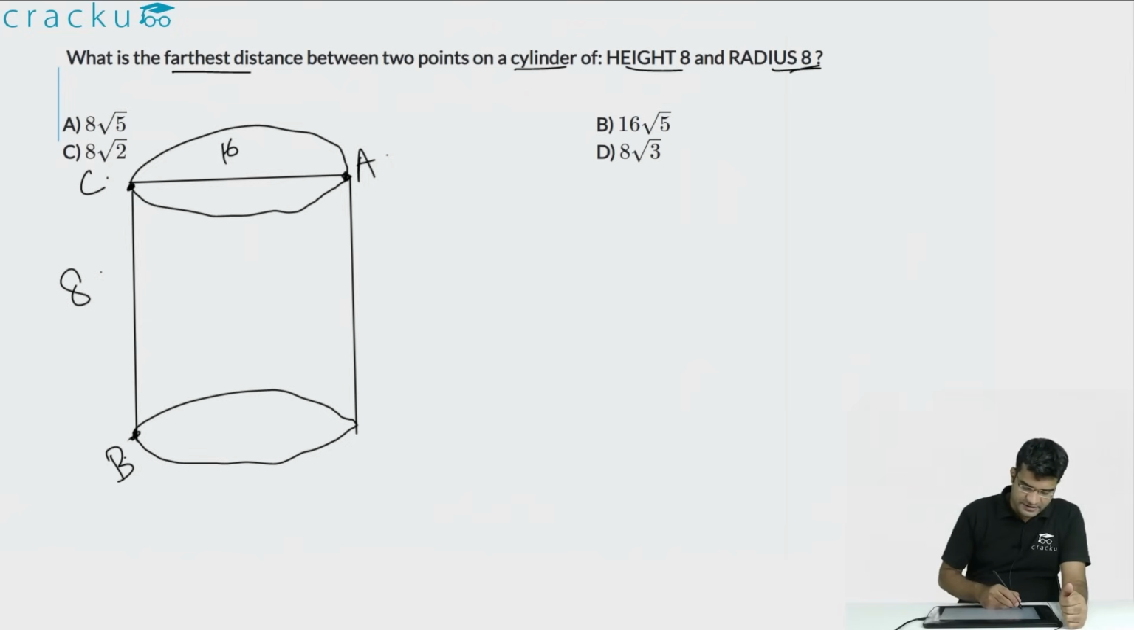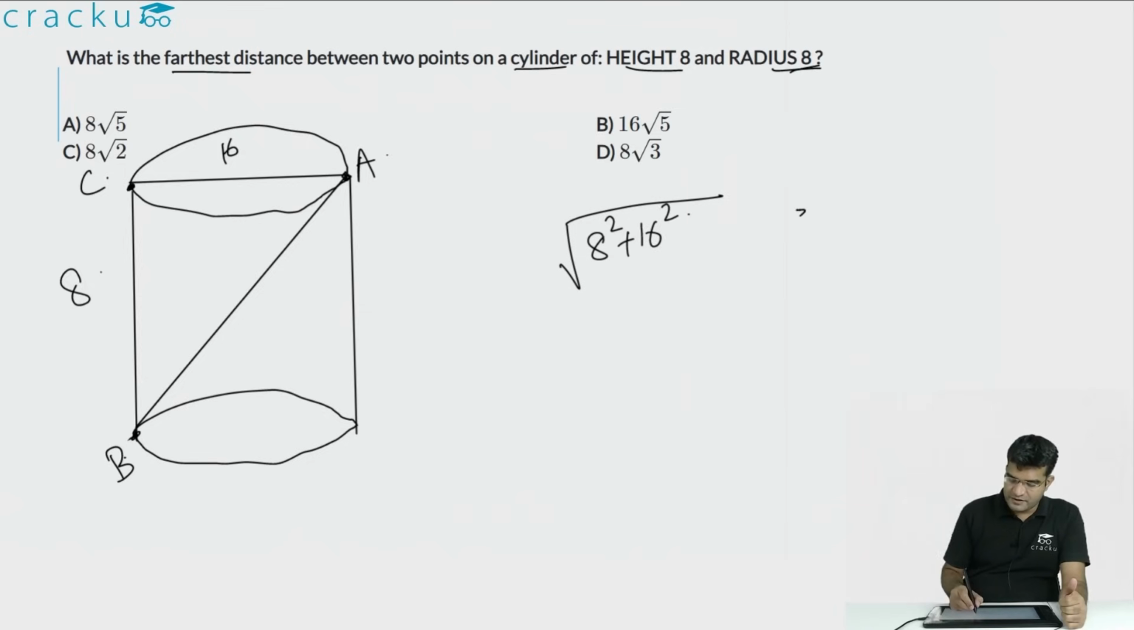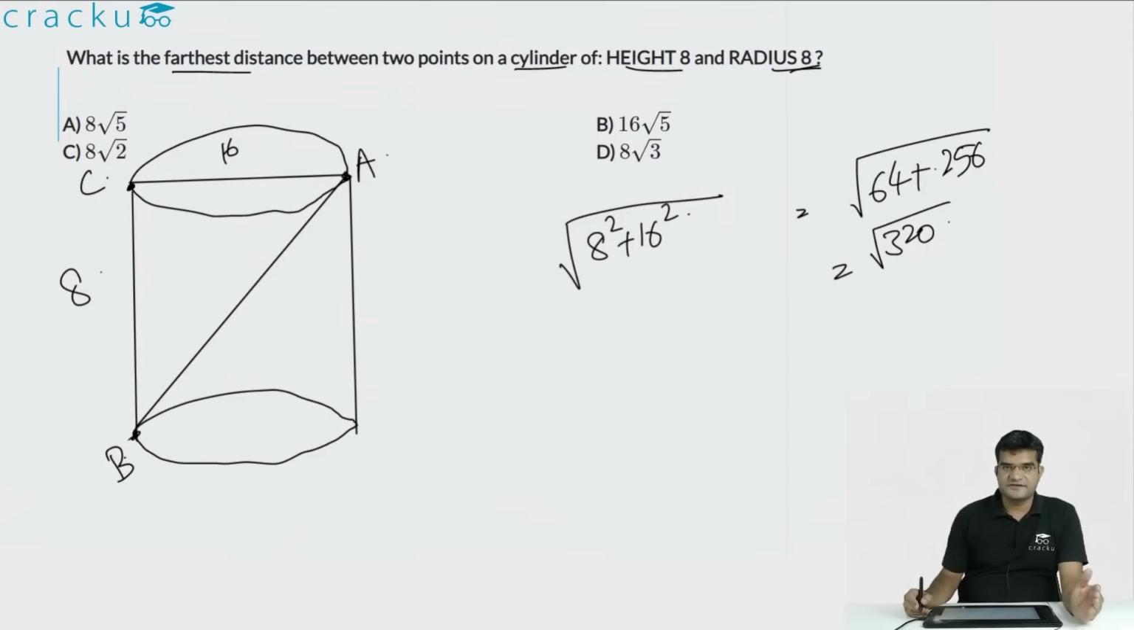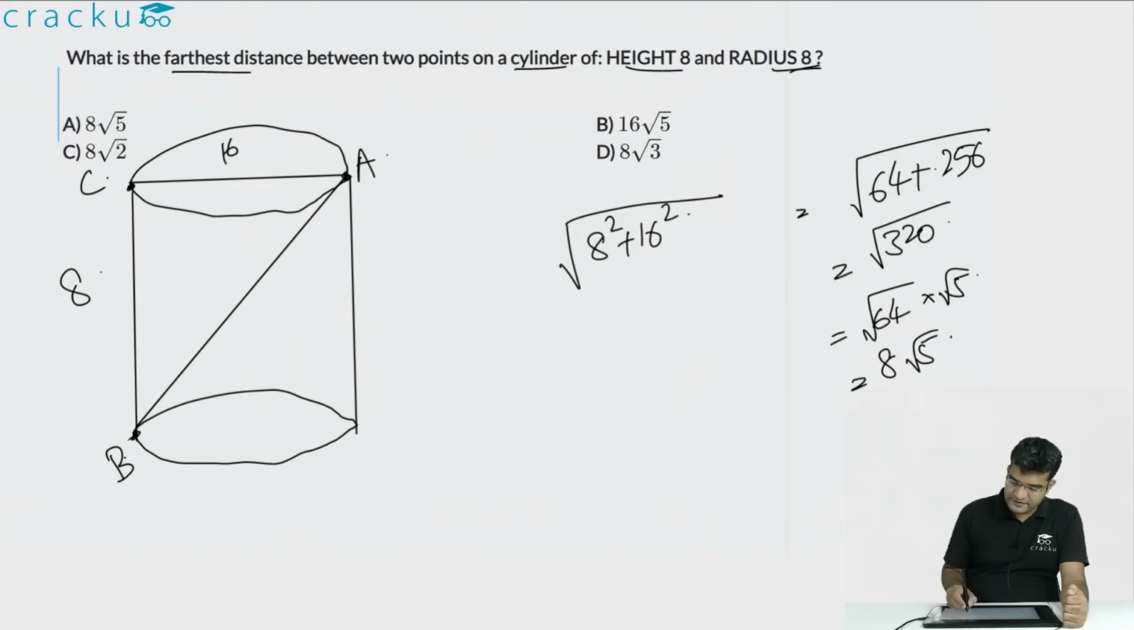If you are trying to find the distance between A and B, we have to use the Pythagoras theorem, because ABC is a right angle triangle. So the length of the hypotenuse, AB, can be calculated as square root of 8 square plus 16 square, which is square root of 64 plus 256. This is equal to square root of 320. 320 is 64 into 5. 64 is 8 square. So if you bring 64 out of the square root, this will equal square root of 64 into square root of 5, which is 8 into square root of 5. So the correct answer is option A, 8 into square root of 5.